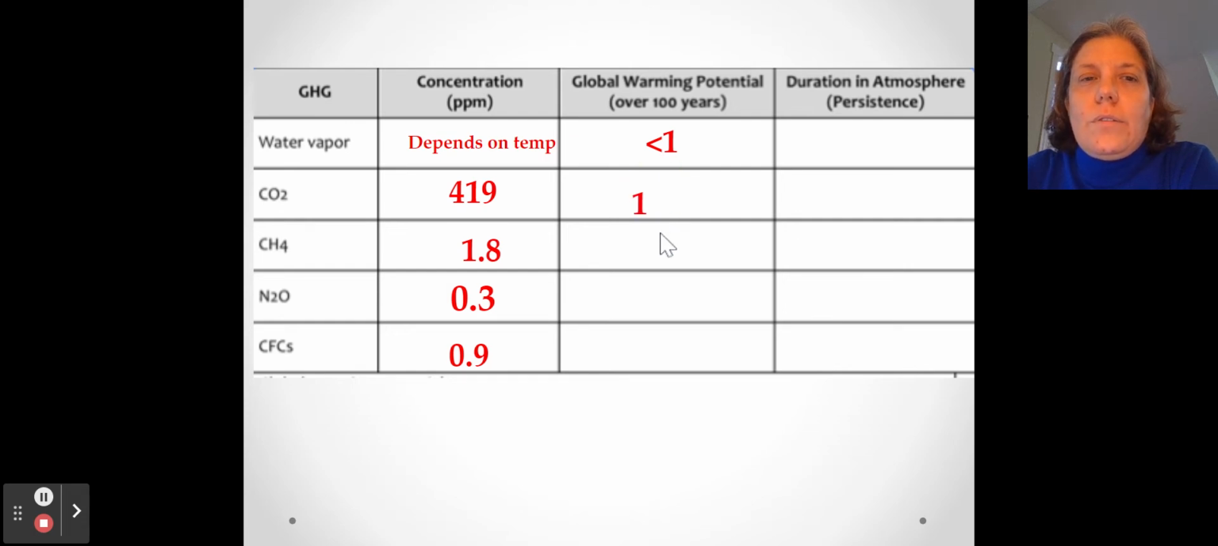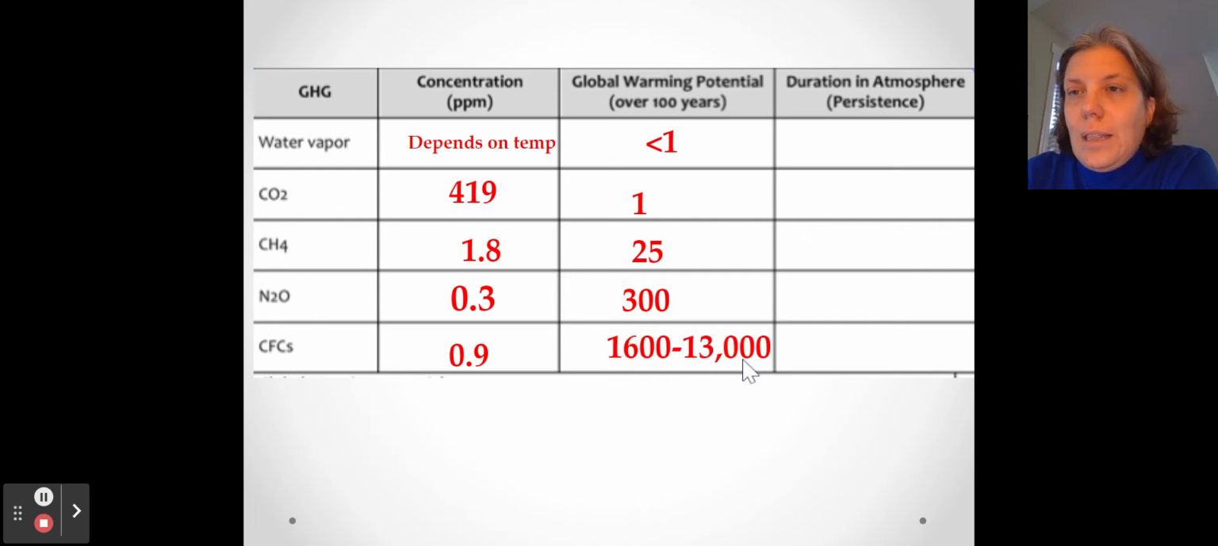So let's take a look at the others. If we count CO2, we're going to count that as 1. So we're going to kind of compare everything off of CO2. So let's say CO2 for 100 years has a global warming potential of 1. So that's kind of a constant. So methane has 25. So what does that mean? Methane is 25 times better at trapping heat and making us warmer than CO2 is. So it's a lot worse. 300 times for nitrous oxide and 1,600 to 13,000 times for chlorofluorocarbons.